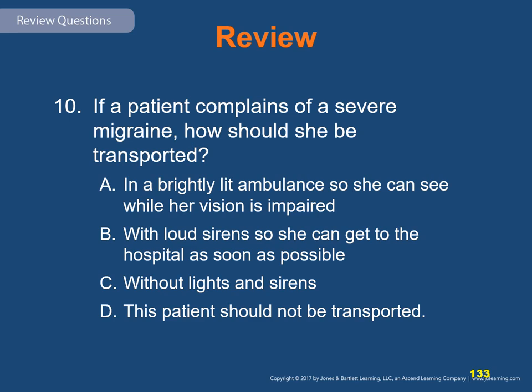Number 10, if a patient complains of a severe migraine, how should she be transported? A, in a brightly lit ambulance so she can see while her vision is impaired. B, with loud sirens so she can get to the hospital as soon as possible. C, without lights and sirens. Or D, this patient should not be transported. If you think about the symptoms of severe migraine and what the patient experiences, this one should be blatantly obvious in terms of the correct answer.